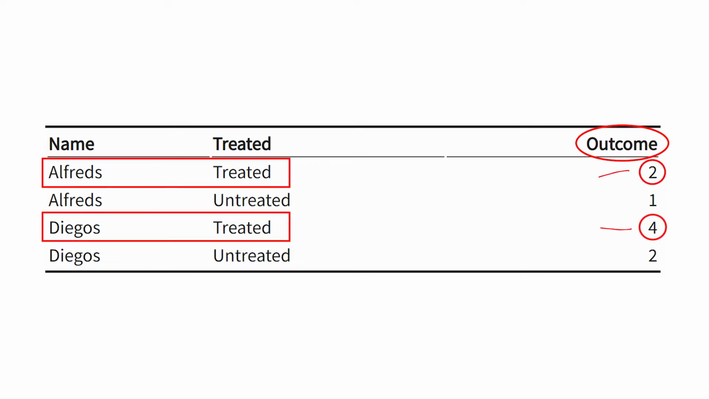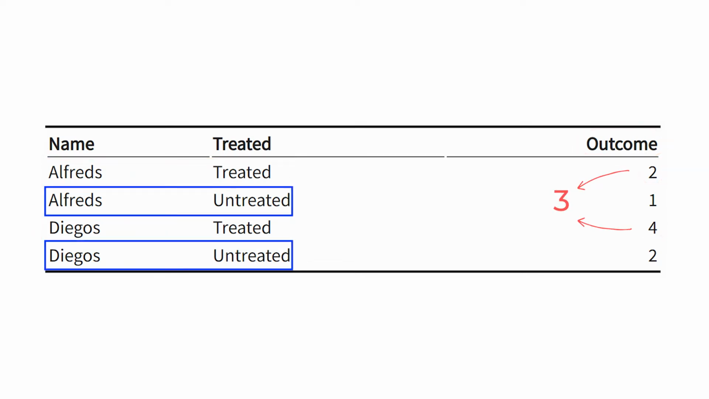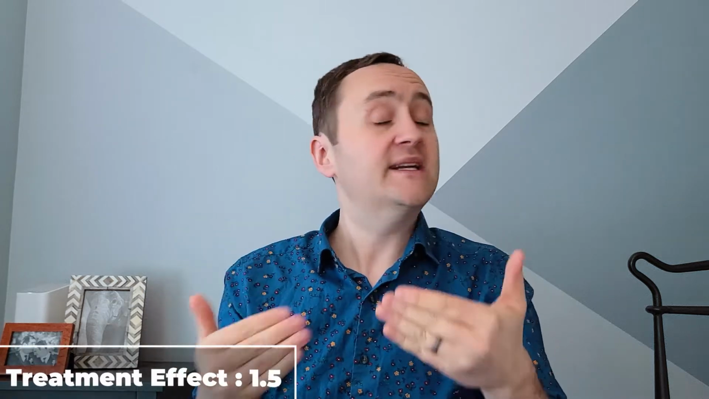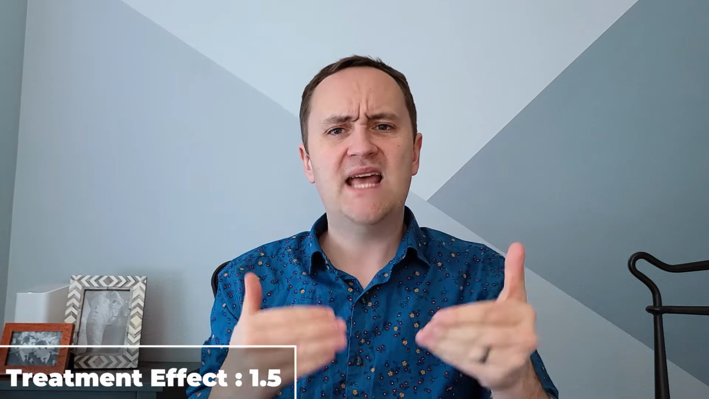Now, if we look at this table, we can see that the average outcome among people who are treated is the average of 2 and 4, which is 3. The average among the untreated people is 1.5. So the difference between the treated group and the untreated group is 1.5, so we get a treatment effect of 1.5. And we can say, well, what does that represent?